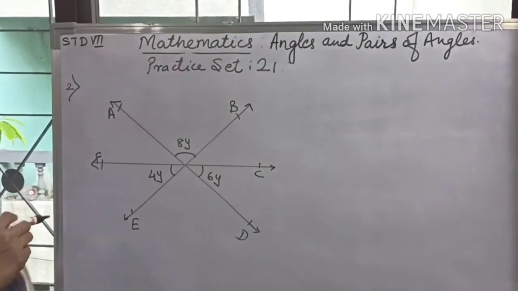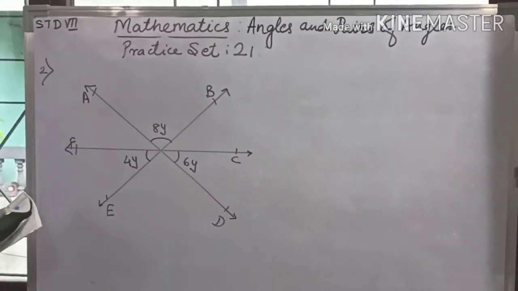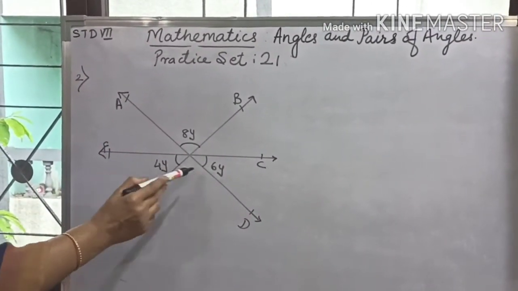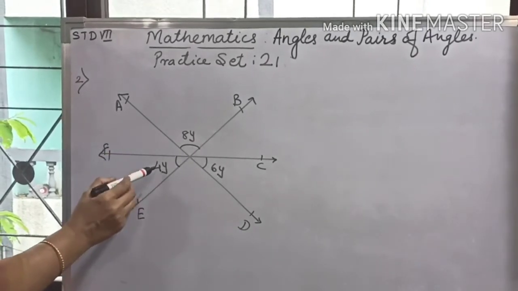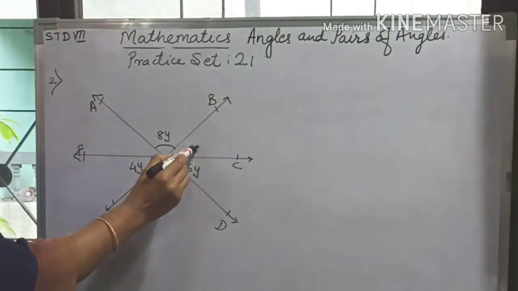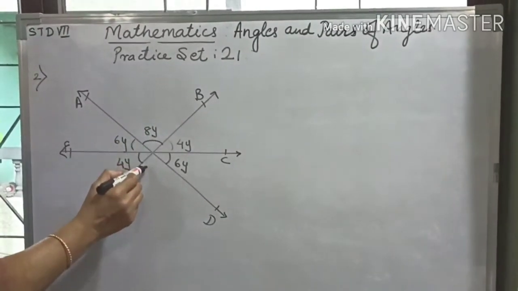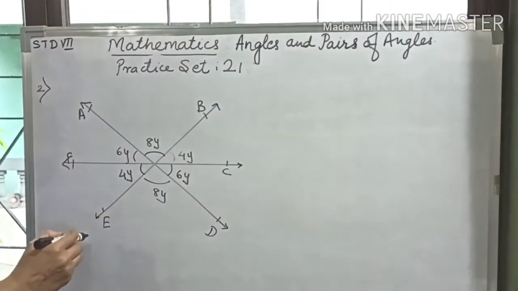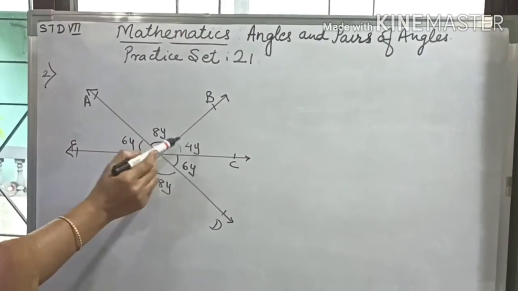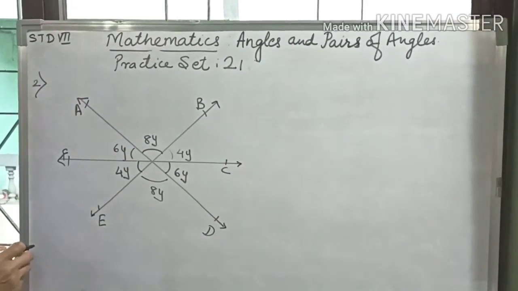Now the second question. Using the measures of the angles given in the figure alongside, you have to find out the measures of the remaining 3 angles. Here they have given you 3 angles, 4y, 6y and 8y. So using the property of vertically opposite angles, this angle will be 4y, this angle will be 6y and the vertically opposite angle to this will be 8y. Now if you observe the figure, these 3 angles are in a straight line and you know that the angles in a straight line have the sum of 180 degrees.